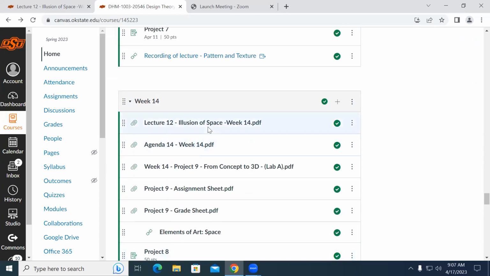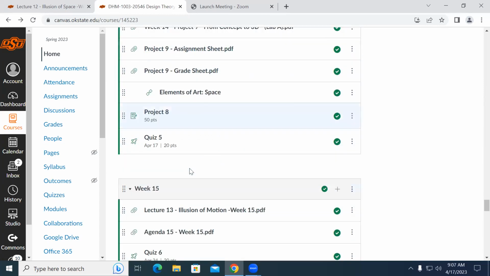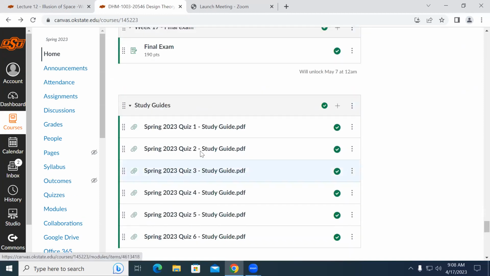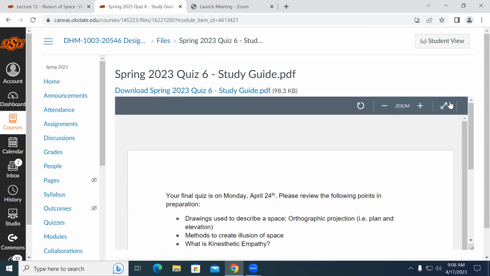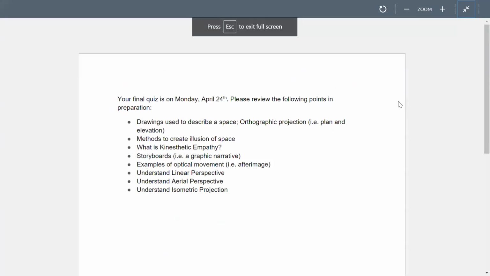But for this illusion of space, those questions, I will go through the study guide. It's quiz 6. So I will go through only these things. The first one, second, yeah. The kinesthetic empathy will be discussed in the illusion of motion. Storyboards also we will discuss next week, and optical movement in the afterimage. Yeah, we will go through these 3 and these 2.